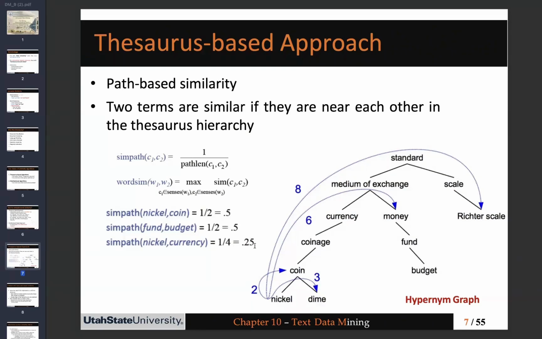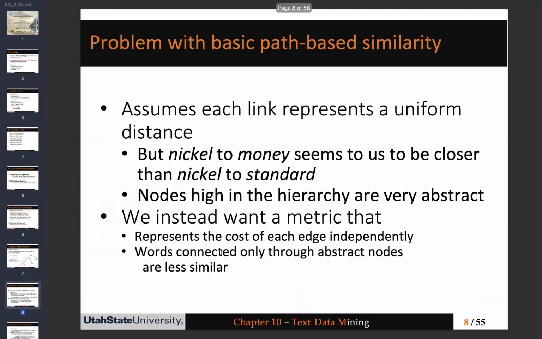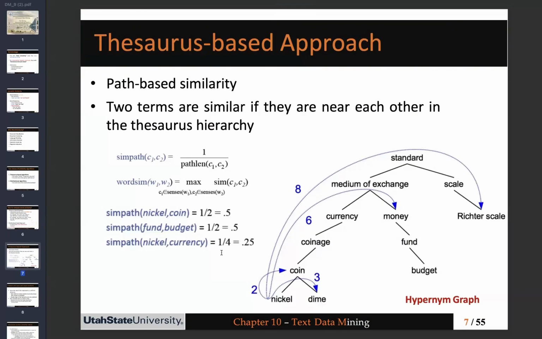And you can clearly say that the similarity between nickel and currency is way less than the similarity between nickel and coin, which is clear also based on their hierarchy in the WordNet here. Okay, so far we talked about path similarity. There's also something called the word similarity, which is the maximum similarity between C1 and C2 here, which we're not going to focus on mostly in this slide.